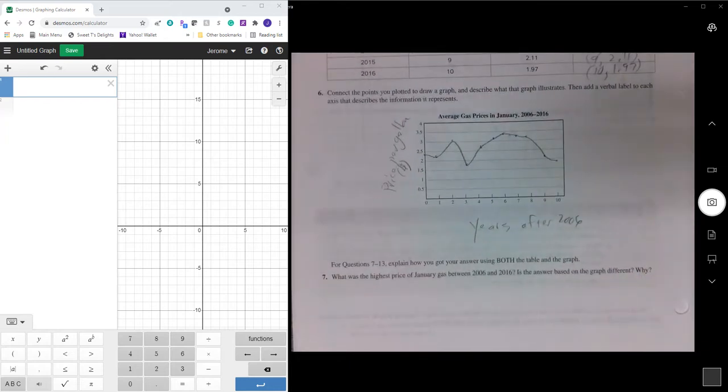Now it says, what was the highest price of January gas between 2006 and 2016? Is the answer based on the graph different and why? The highest price was what, 2012? So it'd be $3.40.